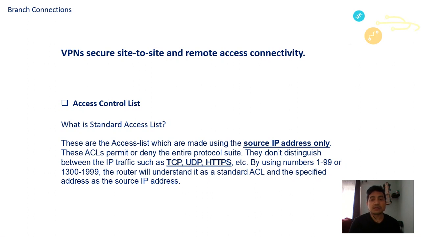So what does it mean, the source address only? These ACLs permit or deny the entire protocol suite. They don't distinguish between IP traffic such as TCP, UDP, HTTPS, etc. By using numbers 1 to 99 or 1300 to 1999, the router will understand it as a standard ACL, and the specified address as the source IP address.